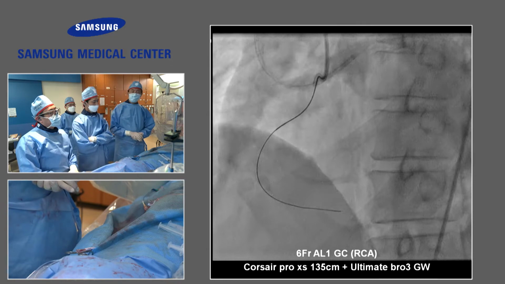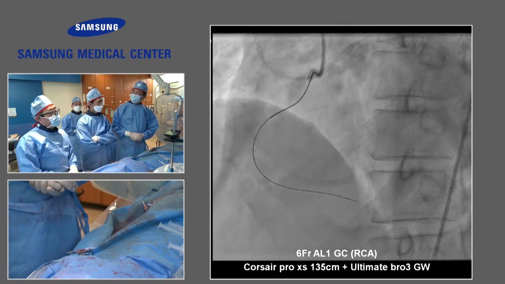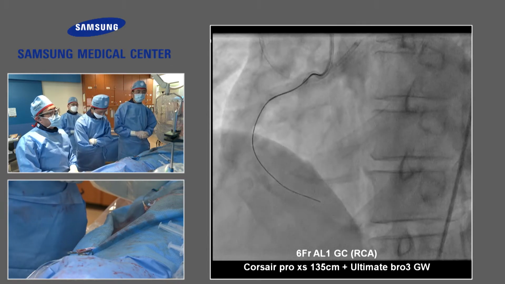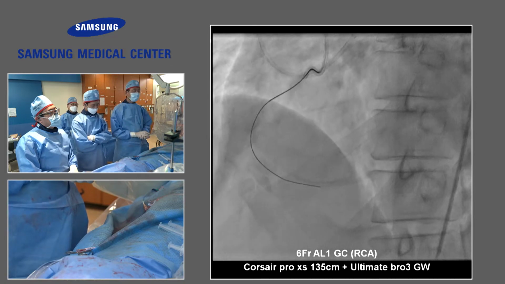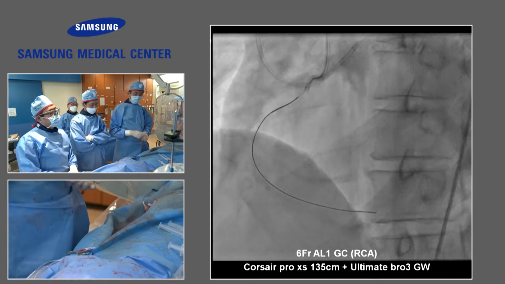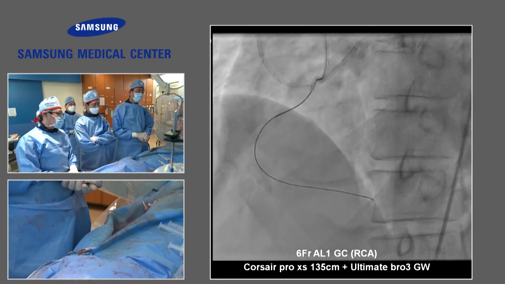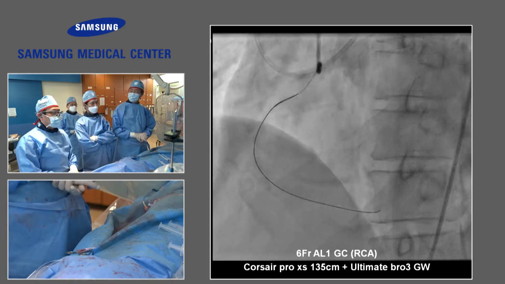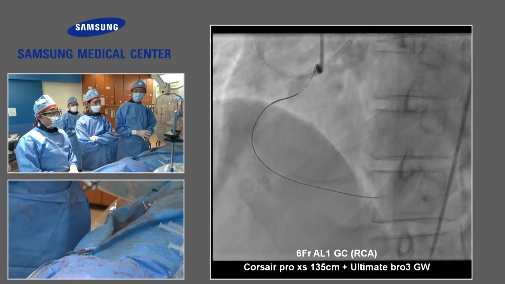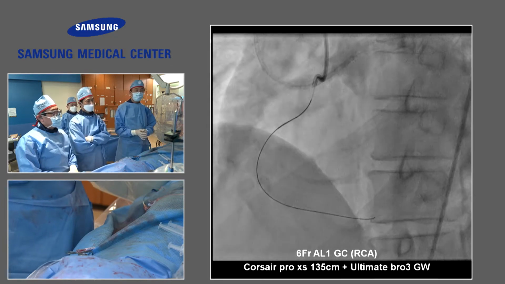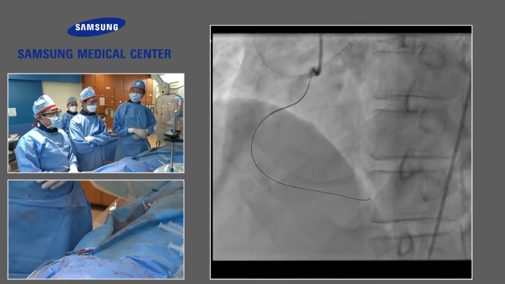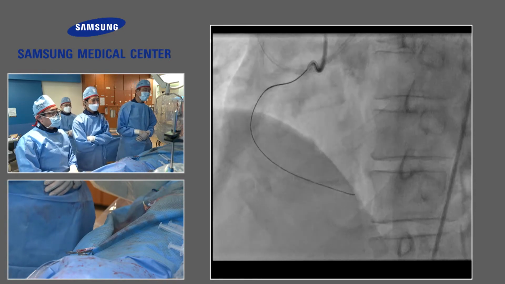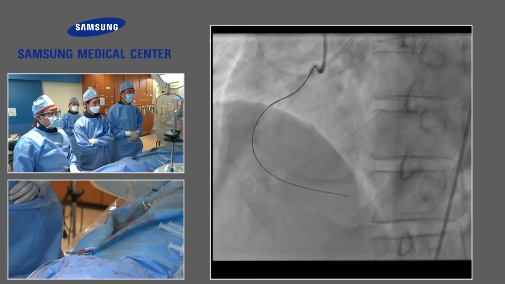How about the retrograde approach? Actually, I use a Caravel catheter for the retrograde. So the Corsair XS is better than Caravel. I think so. Yes, the crossability is quite better compared with the current one. That's why I'm doing the live demonstration, because I'm learning a lot. Thank you very much.